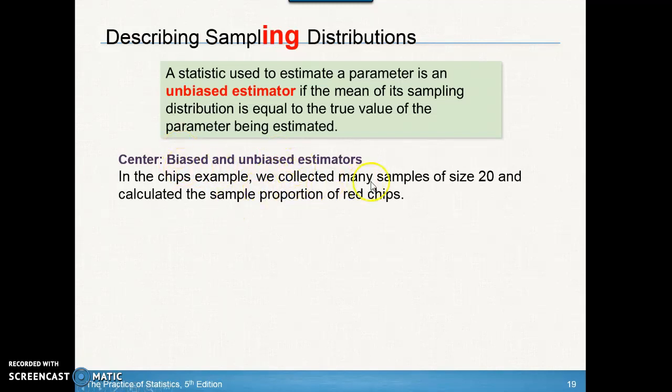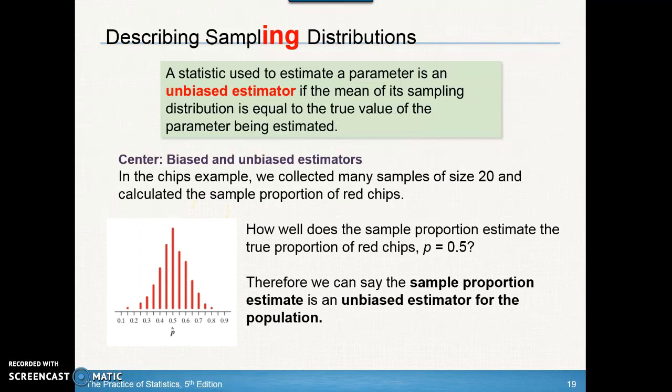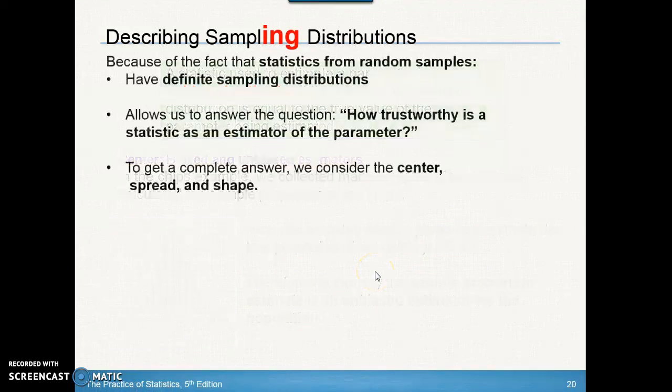So in the chips example, we collected many samples of size 20 and calculated the sample proportion of red chips. Okay. How well does the sample proportion, so this is your sampling distribution, estimate the true proportion of red chips, which is 0.5? Now, if we look at this, it's pretty obvious that the mean of all of the sample proportions was about 0.5. We can therefore say the sample proportion is an unbiased estimator for the population because it's the same as what we know the population to be.